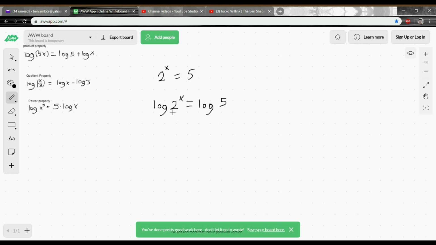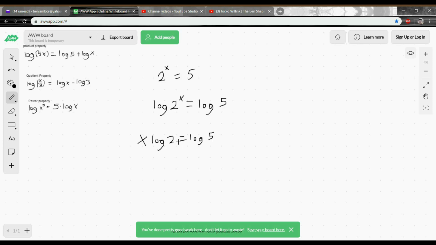Now we can use the power property of logarithm of 2 to the x and write that as x times the logarithm of 2 is equal to the logarithm of 5. Well, the logarithm of 2 is just a number.